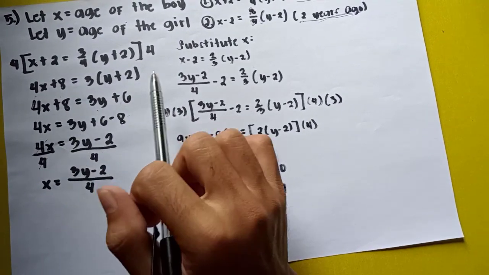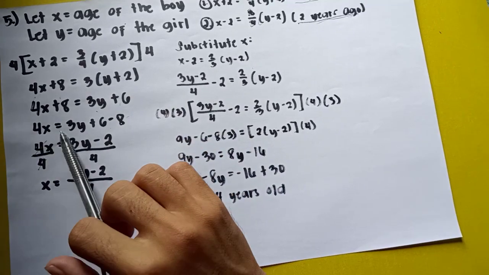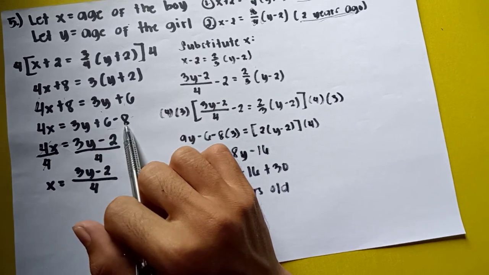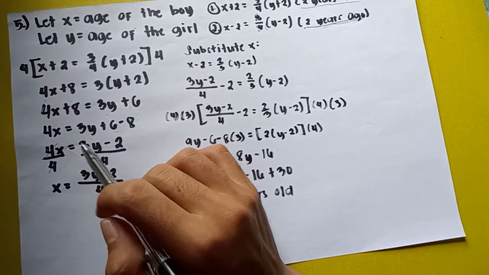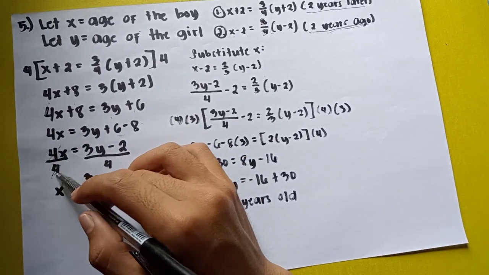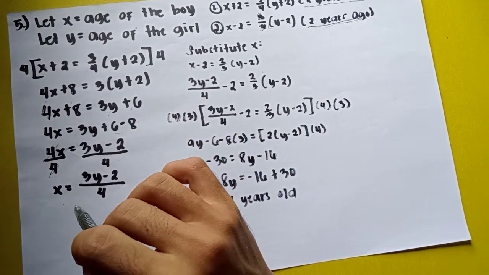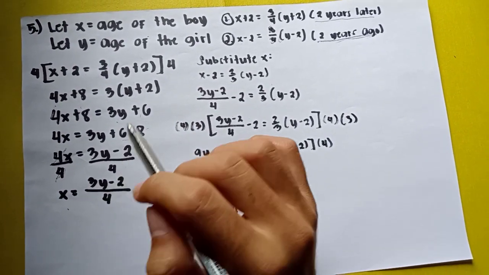Transpose 8 to the right side, so it will be negative. 4X equals 3Y plus 6 minus 8. 4X equals 3Y minus 2. Then divide both sides by 4. So X is 3Y minus 2 over 4.